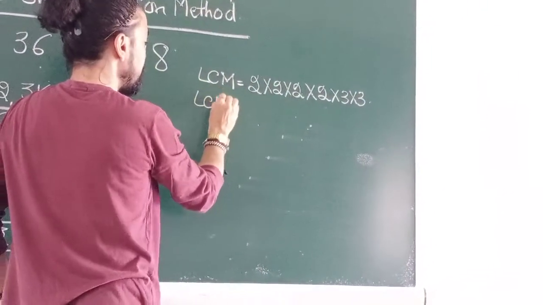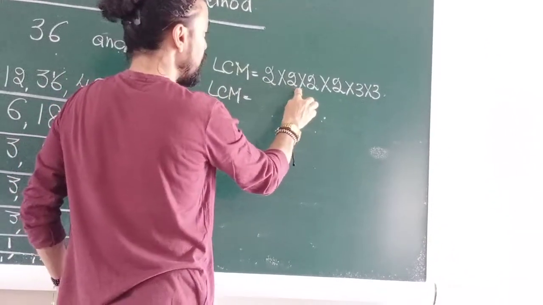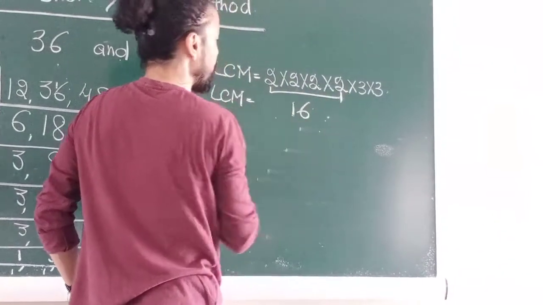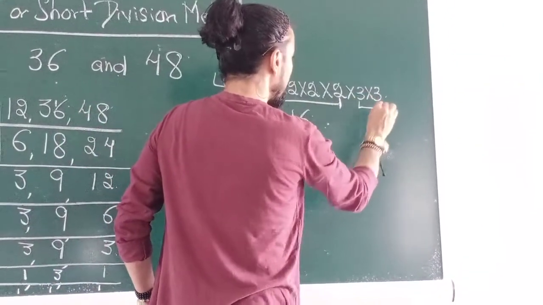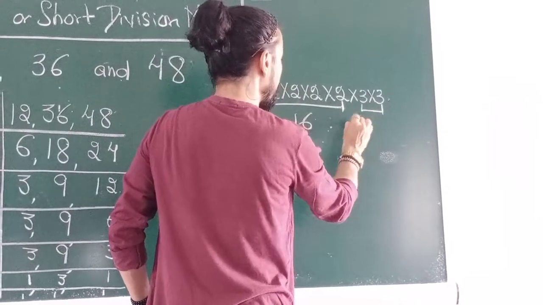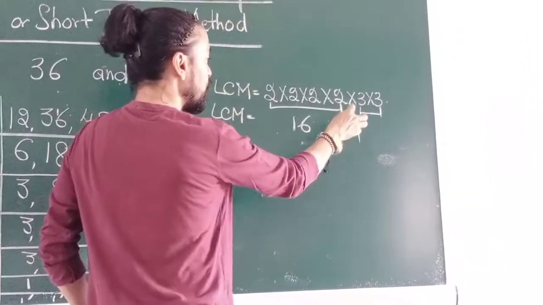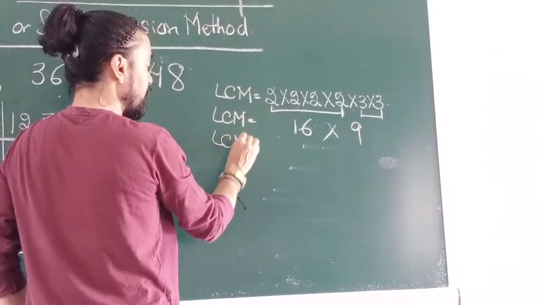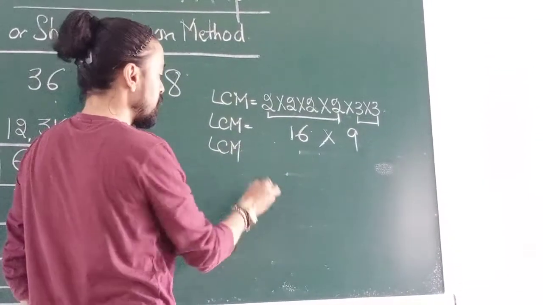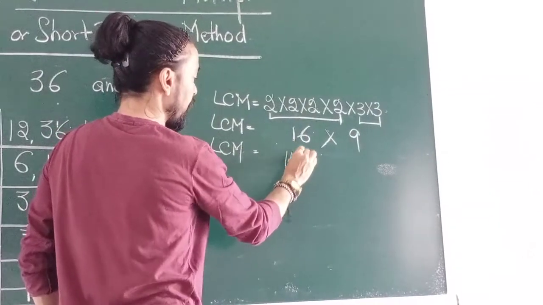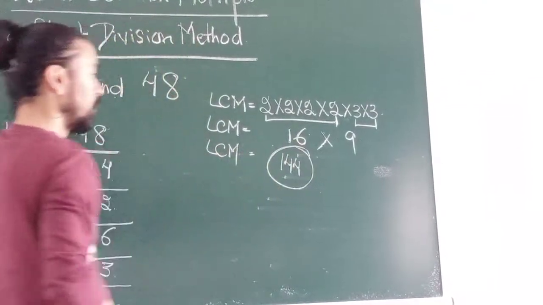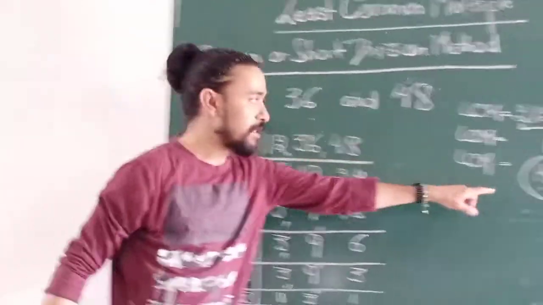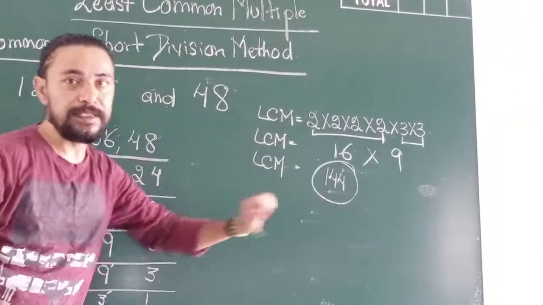And the LCM now would be 2 2s are 4, 4 2s are 8, 8 2s are 16. Multiply all the 2s and get one number. 3 3s are 9. Multiply all the 3s and get one number. What will come in between? This multiplication sign. And as we did in the previous video, 16 9s are 144.